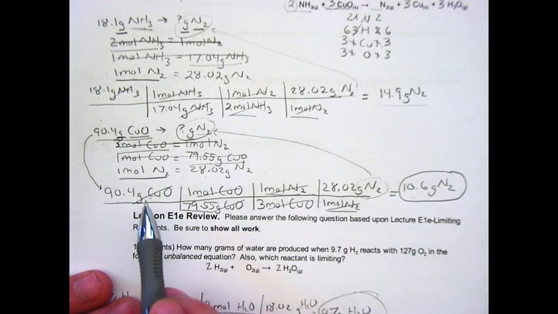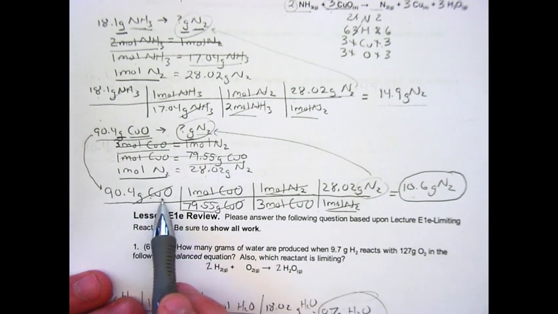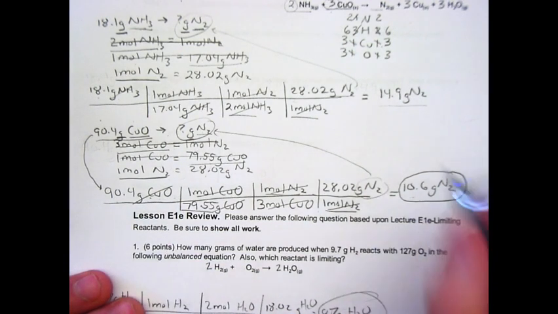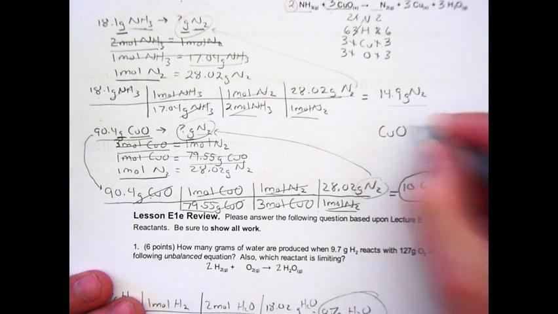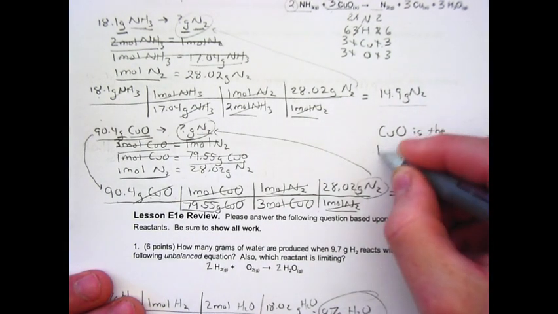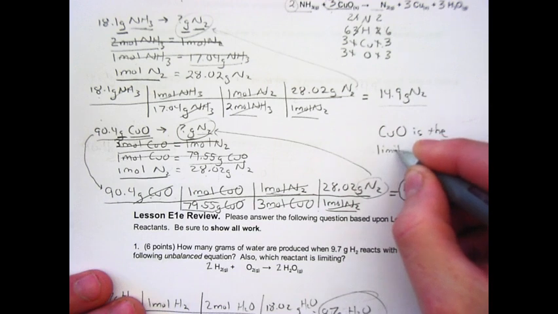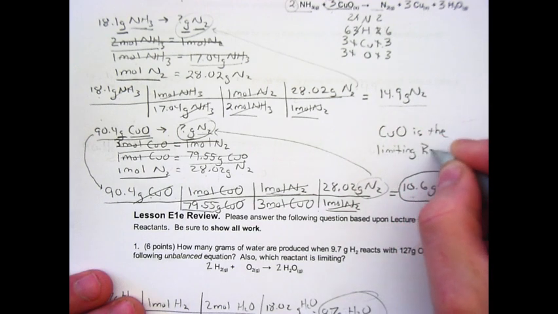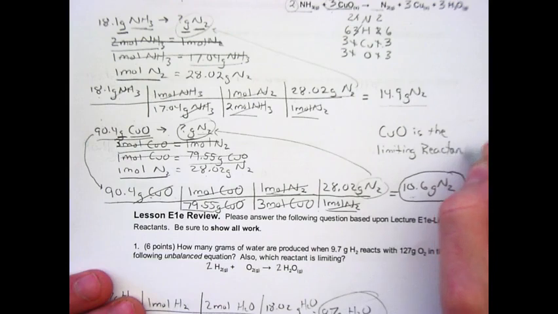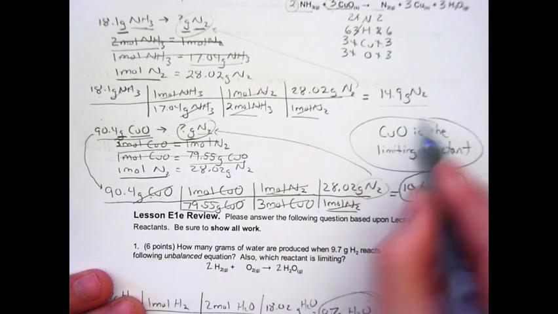And since the starting point that gave you that amount, the 90.4 grams of copper 2 oxide, is the limiting reactant, we would say copper 2 oxide is the limiting reactant. And there are 2 answers.